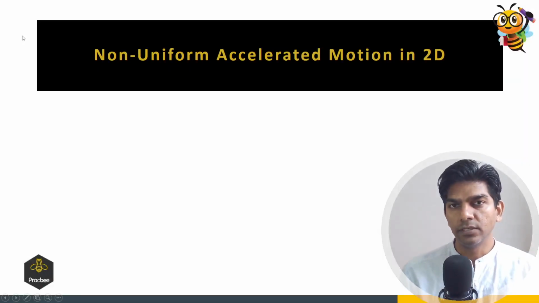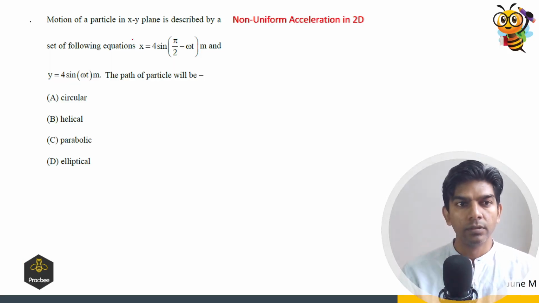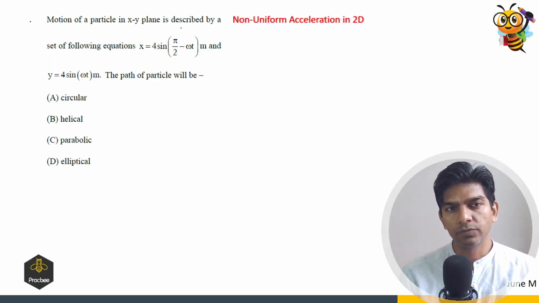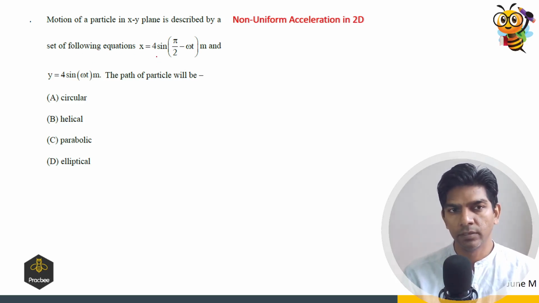Right, so now let us see non-uniform accelerated motion in 2 dimensions. The motion of a particle in the xy plane is described by the following equations. x is given as 4 sine(pi by 2 minus omega t), and y is given as 4 sine omega t, and we have to find the path of the particle. So when we have to find the path, we have to eliminate time.